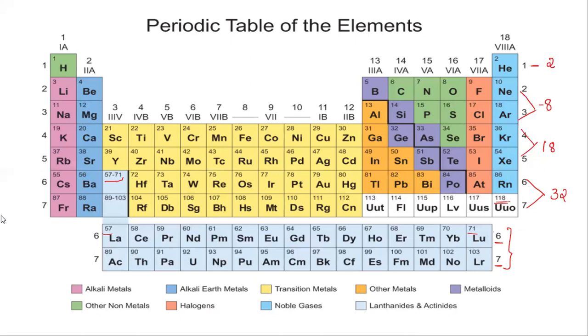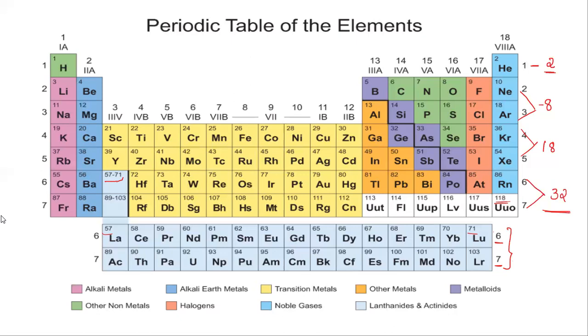Is that clear? Now see, this is the shortest period. Which is the shortest period? The first period is the shortest period, and the longest period is the 6th and the 7th. Okay, remember this. Longest is 6th and 7th containing 32 elements, and the shortest period is the first period containing only 2 elements. Is that clear?